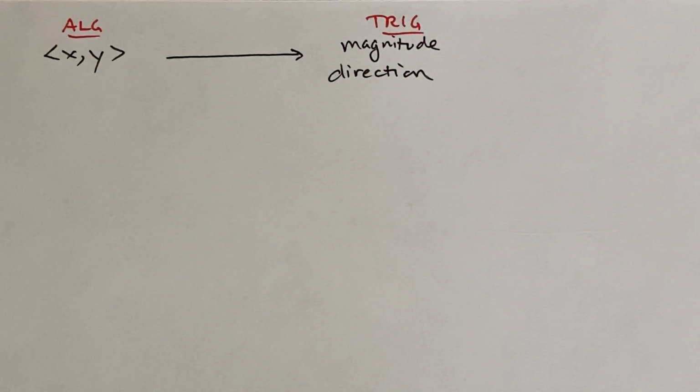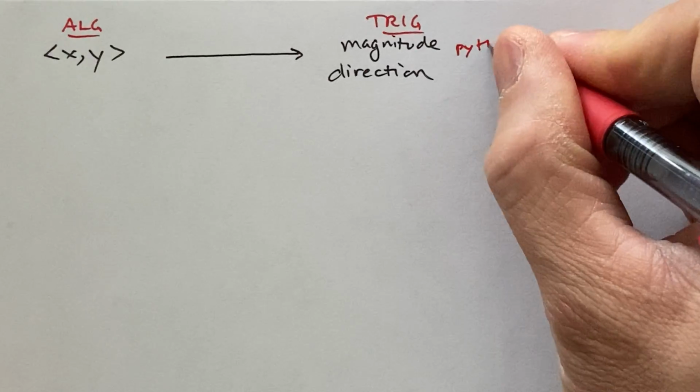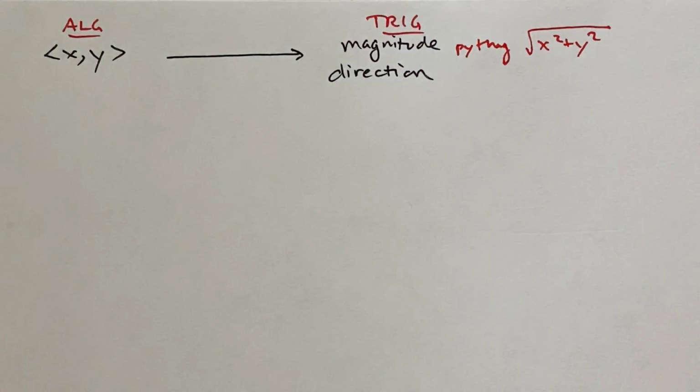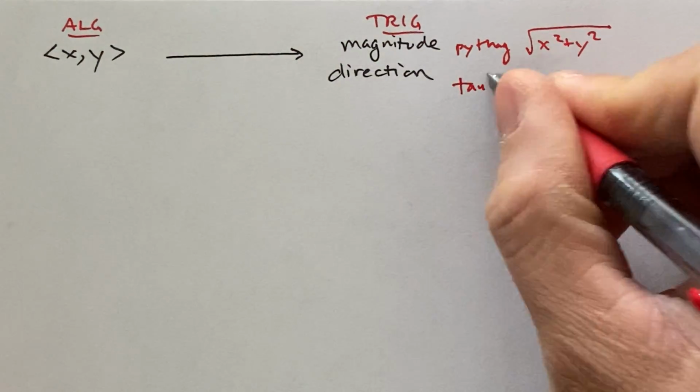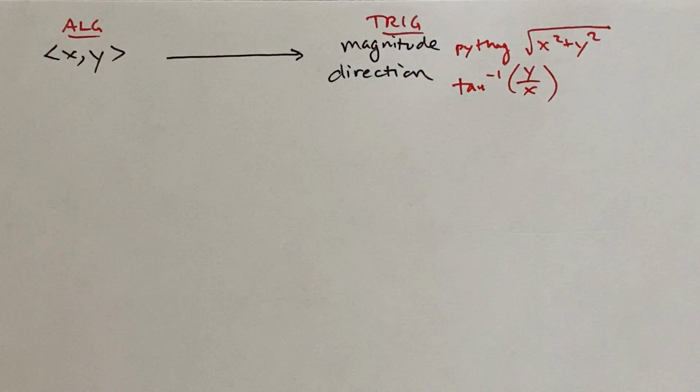I'm going to go over the logic or the rationale behind why we use the Pythagorean theorem and arctangent when we convert algebra XY component forms to new school trig, magnitude, and direction. So we've already established that the magnitude is nothing more than the Pythagorean theorem. So that's x squared plus y squared. Please don't forget to square root that. And the direction is going to be arctangent of y over x.